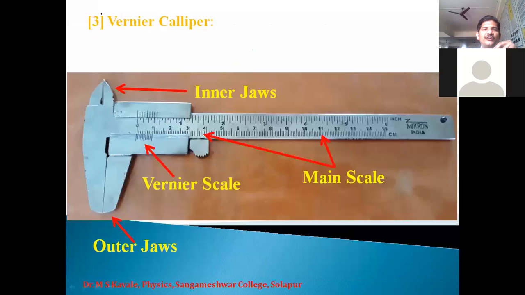Okay. Now we know the Vernier caliper. We have seen the Vernier caliper in our lab. So these are the inner jaws. Then outer jaws. Then the Vernier scale, which is marked over here. Then the main scale. Here 0 to 15 is the scale in centimeter marked at the bottom of the Vernier caliper, and above we can observe the scale in inches. This is Micron, India, the manufacturing company of this Vernier caliper.